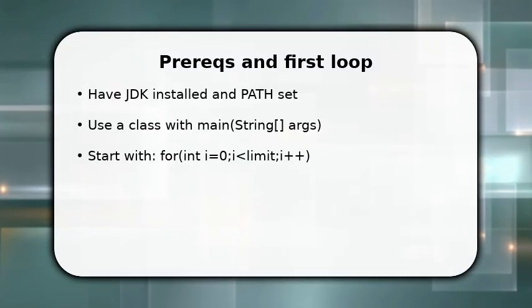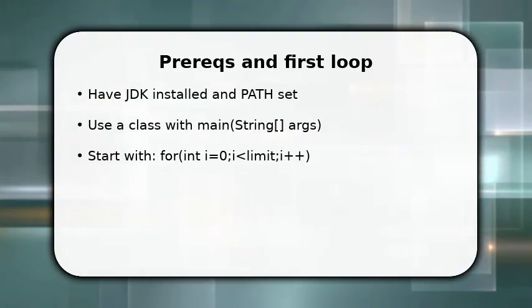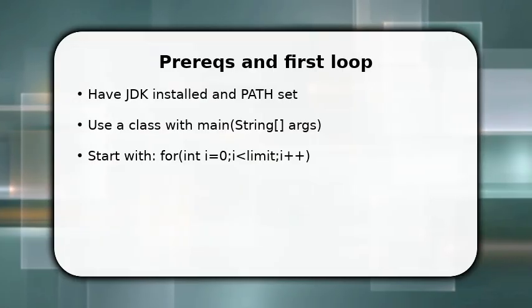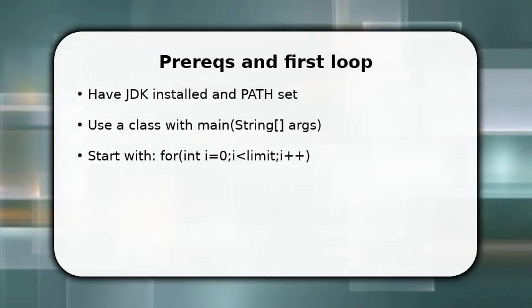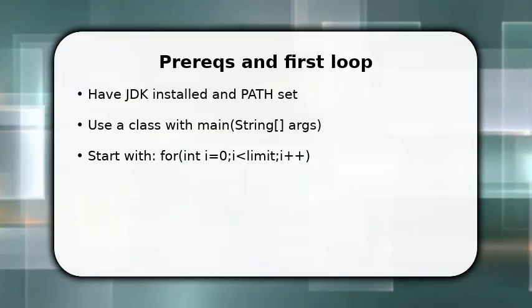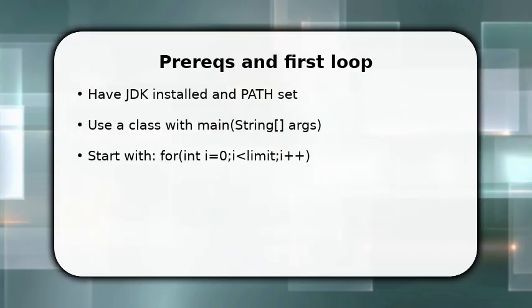You already have the essentials: JDK, an editor, and a class with main. Now write your first for loop. For int i = 0; i < limit; i++. Explain why each part exists. Initialization runs once, the condition controls repetition, and the update changes state.